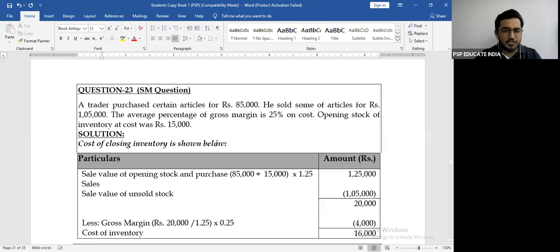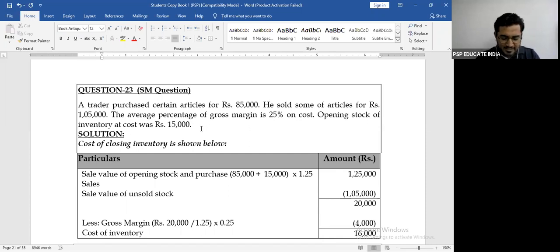Let's understand this question. It says a trader purchased certain articles for rupees 85,000. The purchase is 85,000. He sold some of the articles for rupees 1,05,000. So what's your selling price? 1,05,000. We do not know the quantity. Please pay attention. What's your quantity? You do not know your quantity. Okay, let's proceed then. It says the average percentage of gross margin is 25% on cost.